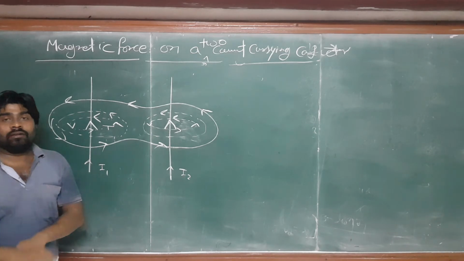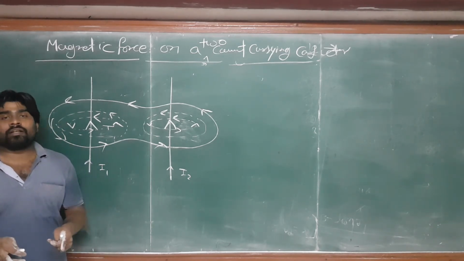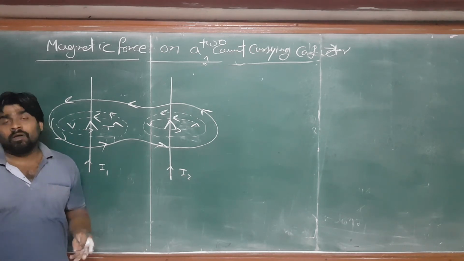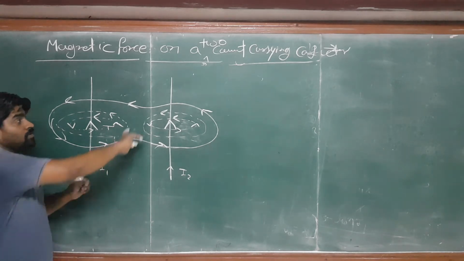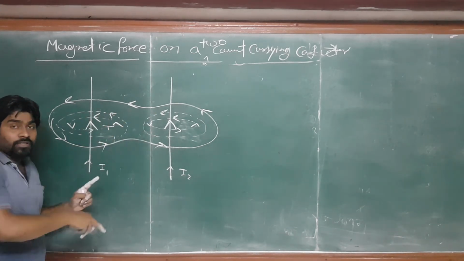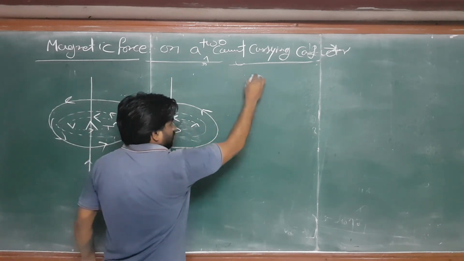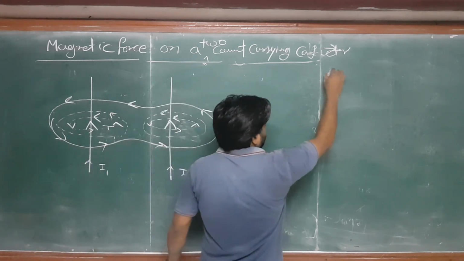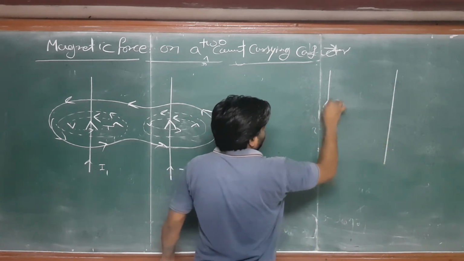So note one point. If two straight current carrying conductors are carrying current in the same direction, the current may or may not be the same, but if the direction is the same, they will attract. And if any one direction is opposite, they repel. So here they are attracting, and in the next diagram I am going to draw, they are repelling.